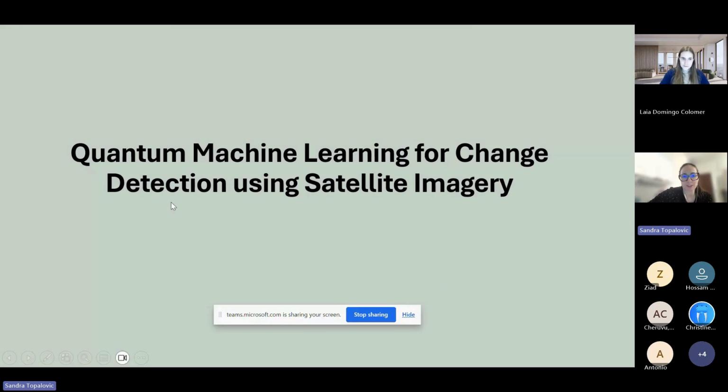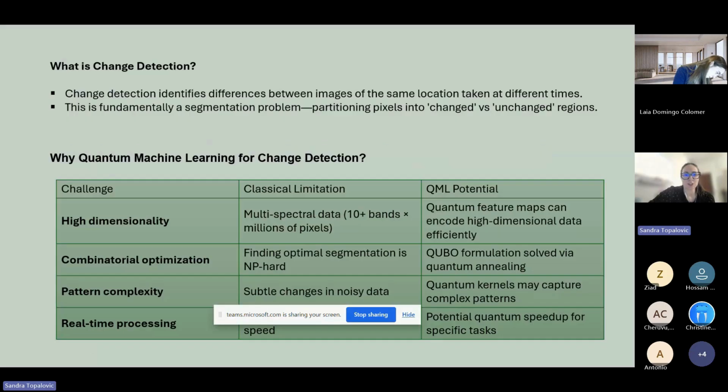So I will today present quantum machine learning for change detection using satellite imagery. I'd just like to say what change detection is. Change detection usually identifies differences in satellite images between the same location taken at different times. So it can be treated as a segmentation problem, and we can see what has changed and what has not changed between these two time slots.